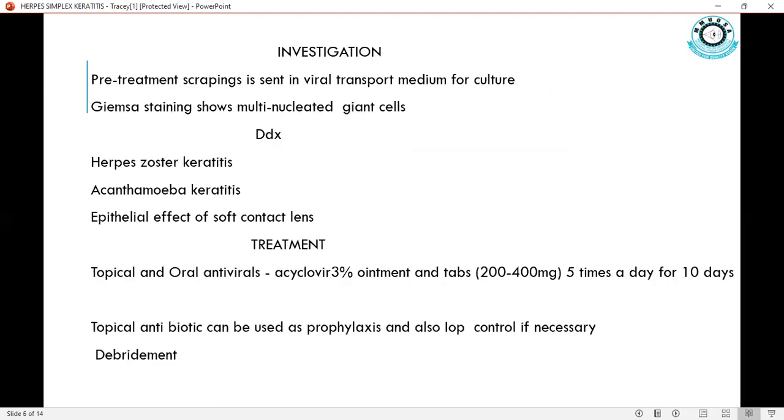So we'll go to the next slide where we'll see the investigations, the differential diagnosis, and the treatment. So what you do here, you can scrape off part of the ulcer, and then it can be taken to the laboratories for culture. And also there is staining, which will show the multinucleated giant cell.